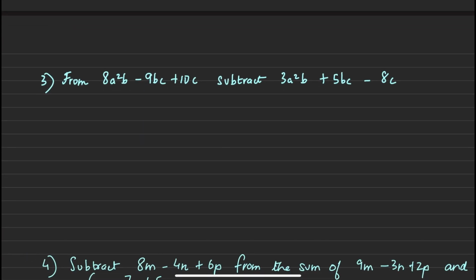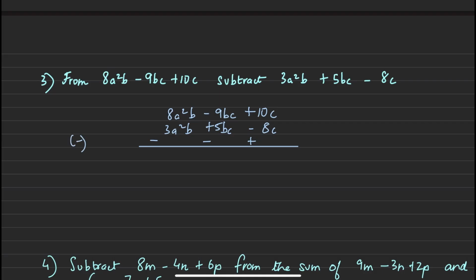Quickly, after the word from, what is there? This is there first. Plus 18c. Negative 9 and negative 5 is negative 14bc. And 8 minus 3 is 5a square b.